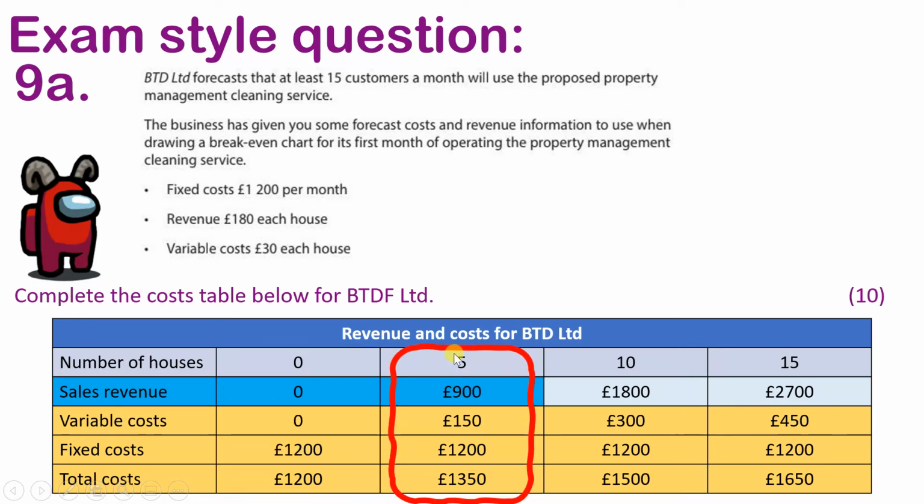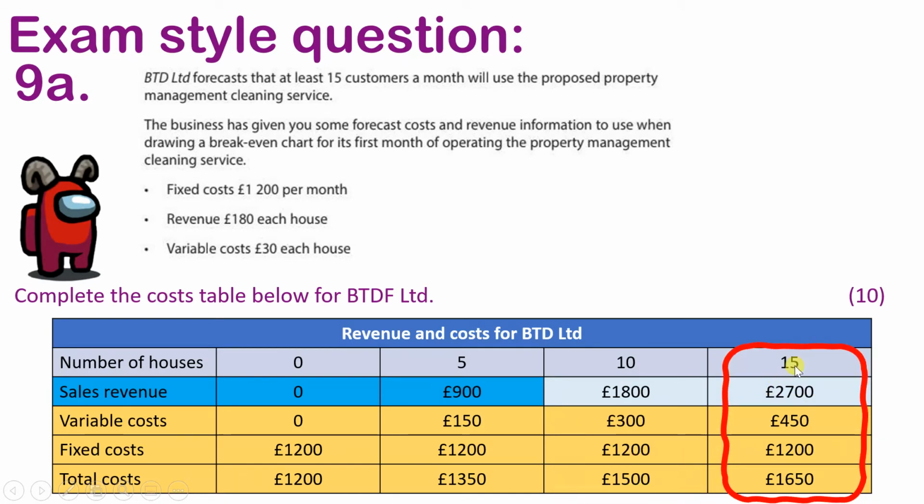In the second column for you to fill in, which is 5 houses that were cleaned, that gives you a revenue of £900 and variable cost of £150. The fixed costs are the same, that's 1,200, so add variable and fixed together and you've got 1,350. On the third column for you to fill in, there are 10 houses that are cleaned, so that gives you a revenue of £1,800 as it's £180 per house. A variable cost of £300 because it's £30 per house. You've got fixed costs, which is £1,200, so fixed and variable together gives you a total of £1,500.